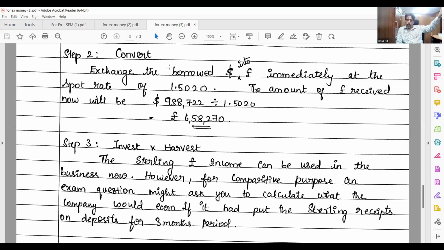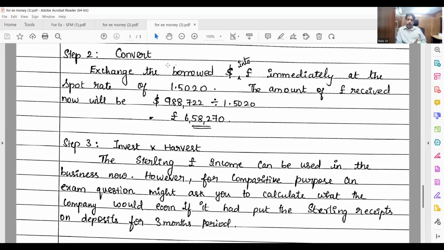What is step number 1? Borrow in foreign currency. Make it clear. Step 2, you convert the foreign currency loan into local currency, or you can say home currency. Step 3, invest the home currency. For how many months in this example? 3 months. Why? It's a 3-month receivable. Had it been a 6-month receivable, then what? Invest for 6 months. Is that fine?